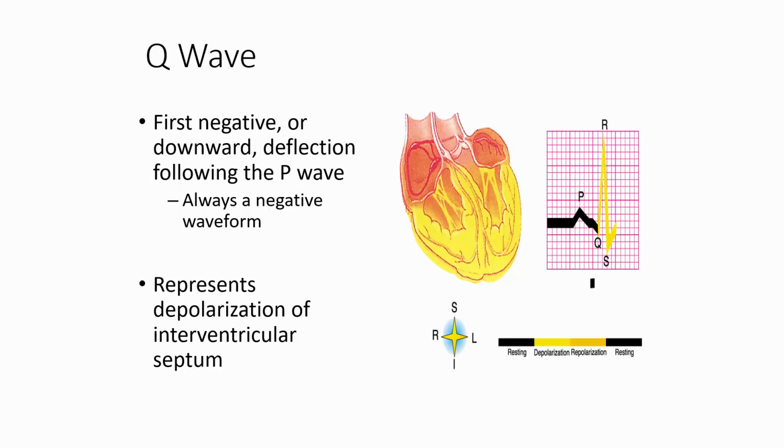So let's move on to the Q wave. So your Q wave is the first negative or downward deflection that follows the P wave. We read it in lead II, and it should always be negative, meaning going below baseline. When you look at your Q wave, what it's representing is just depolarization of the septum. That is what it's representing. So let's look right here. I have another little picture, okay?